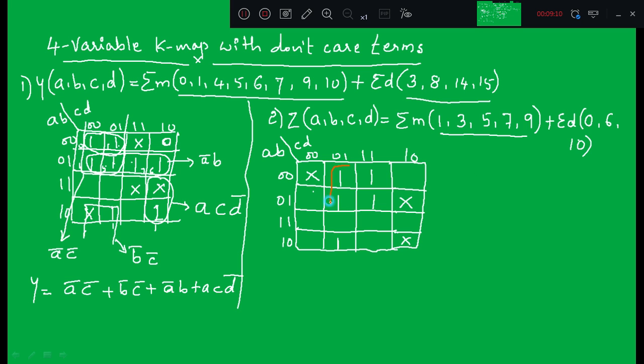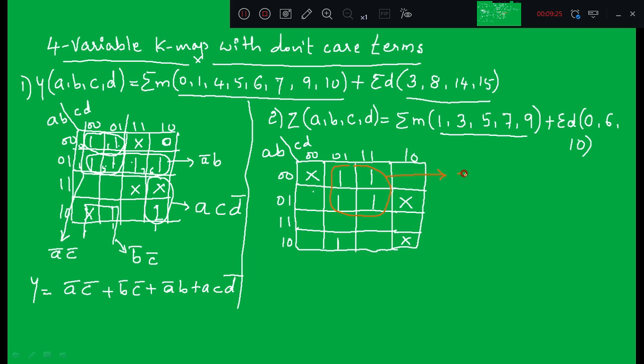These 4 ones can be grouped, right? What is the expression for this grouping? First, what is the aim here? You have to just cover all ones with the minimum number of groups, right?